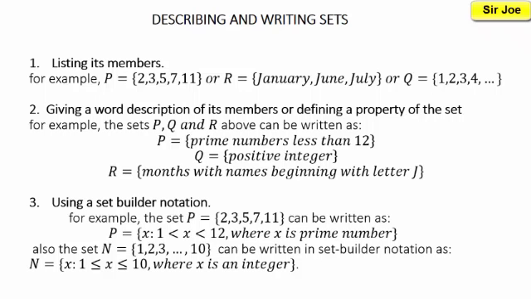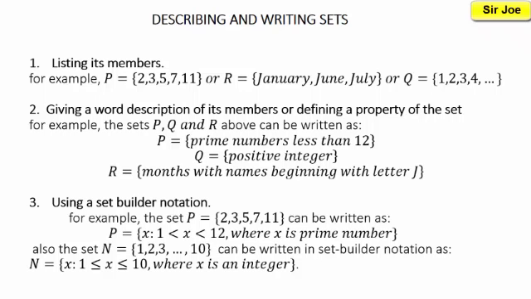If you look at the P, it says x such that 1 < x < 12. That means if you are listing the elements, 1 is not part of the elements and 12 is not part of the elements, because the condition says that 1 is less than x and x is also less than 12, so they cannot be part of the elements. That's why if you check P, it started from 2 and ended at 11. But let's come back to the N.